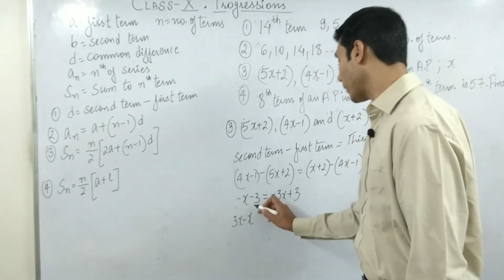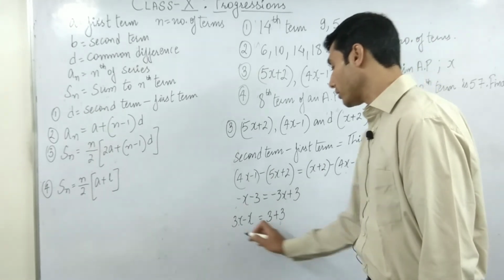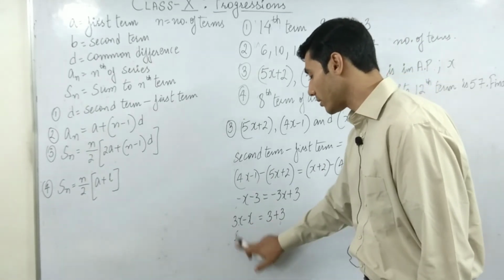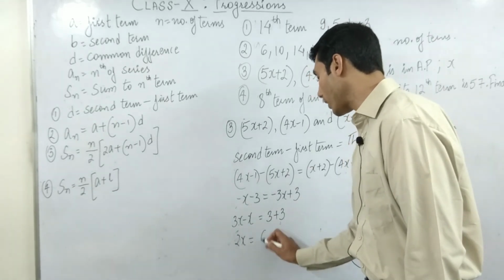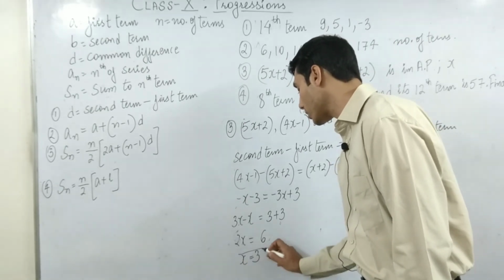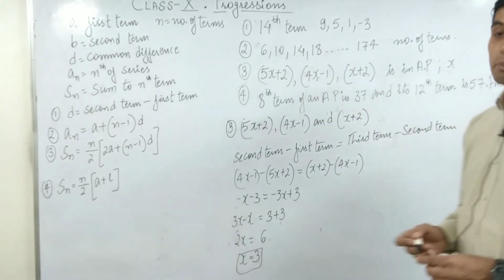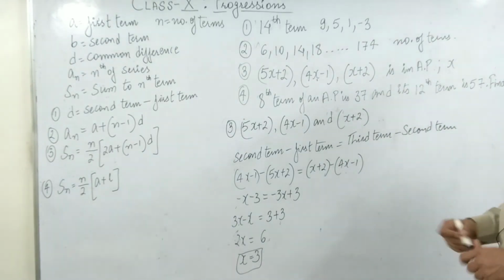minus x, and I bring minus 3 to this side, so it will become 3 plus 3. So this will become 3x minus x will become 2x. It should be equal to 6, or x should be equal to 6 upon 2 comes out as 3 because 2 is in multiplication. So that's all, question number 3 is also done. Let's move on to question number 4 now.